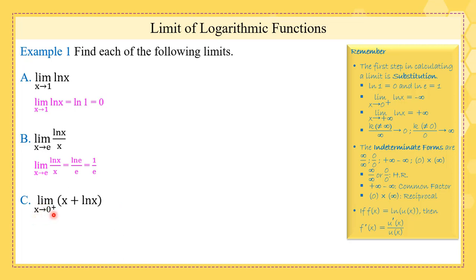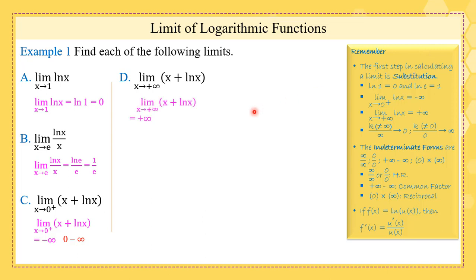What is this limit as x tends to 0 plus? Also by substitution, here we get 0 minus infinity, which is negative infinity. Remember, the limit of ln x as x tends to 0 plus is negative infinity. Now this limit, also by substitution, we get plus infinity because we have plus infinity plus infinity. Remember also, this was memorized by heart, that the limit of ln x as x tends to plus infinity is plus infinity.